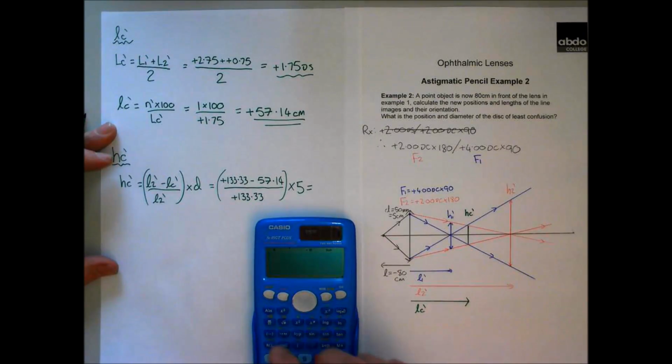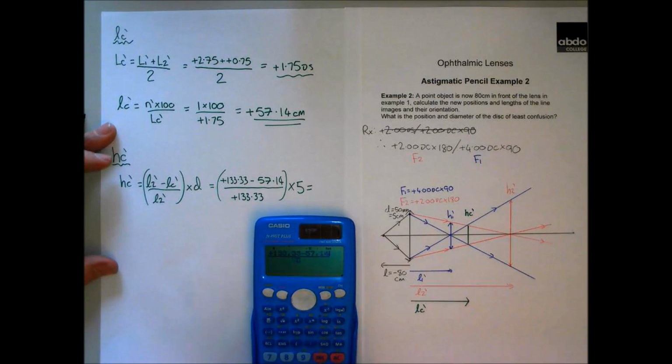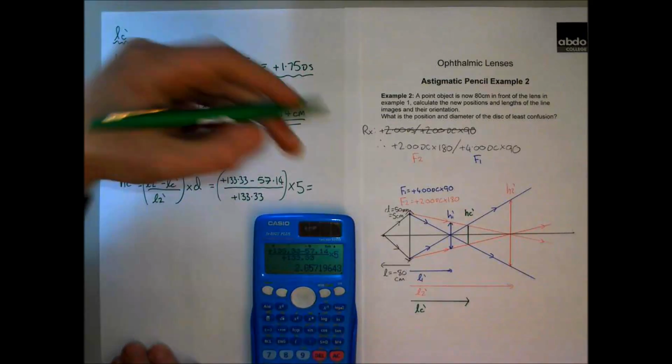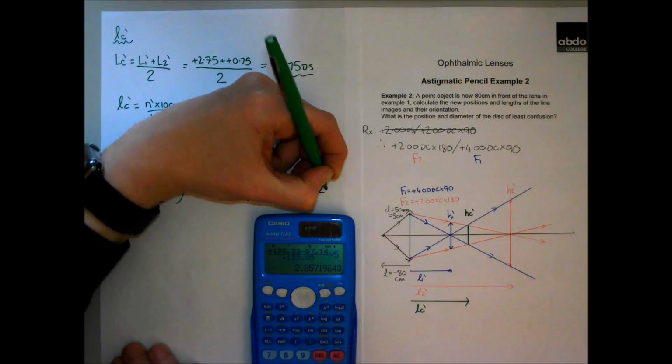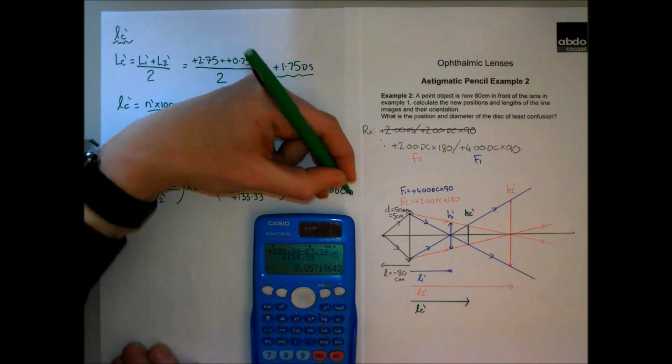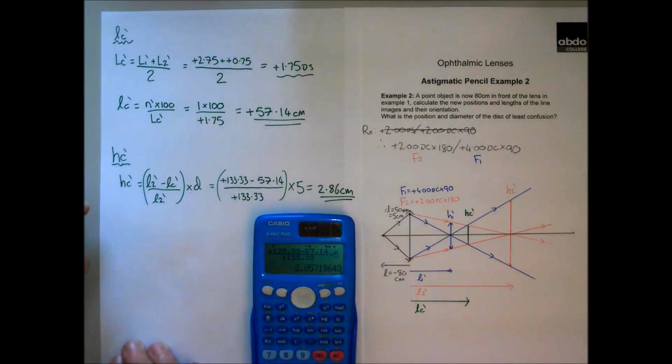So let's pop that all in. Plus 133.33 minus our 57.14 over our plus 133.33, all of that times 5. And that tells us that it's 2.86 centimetres in diameter.